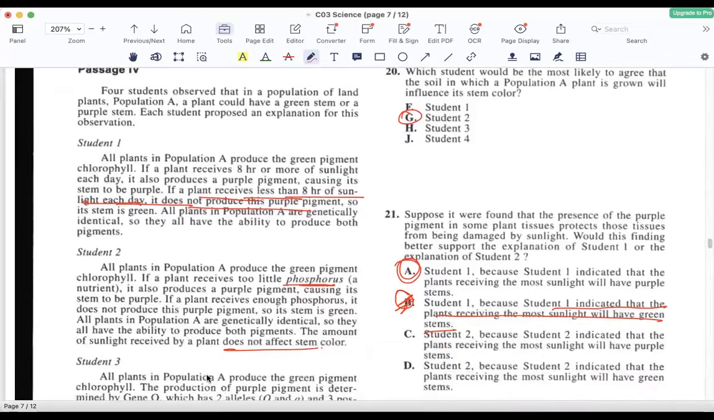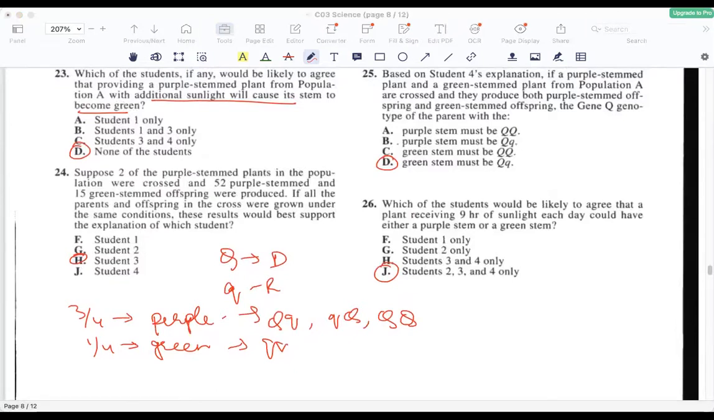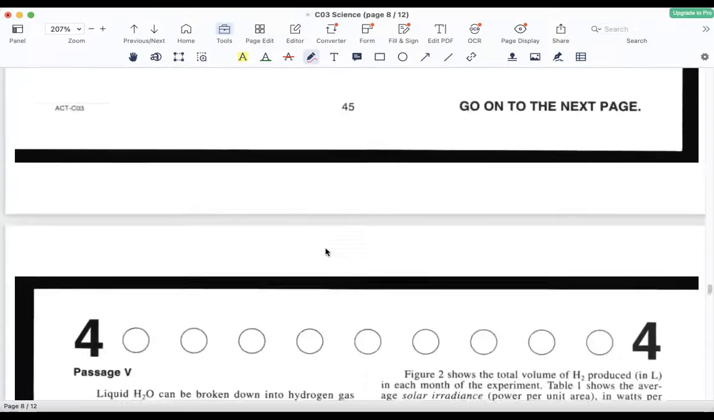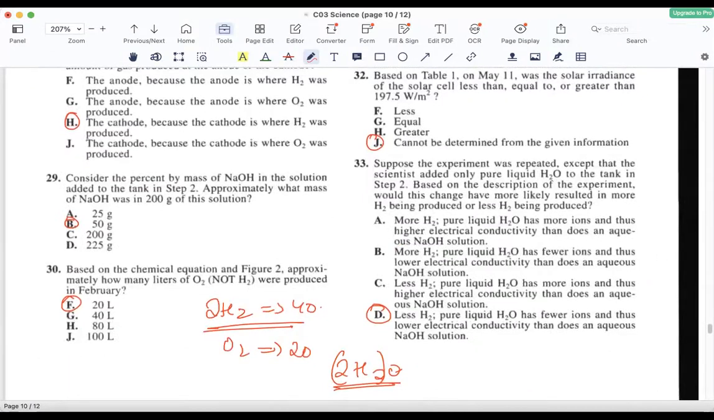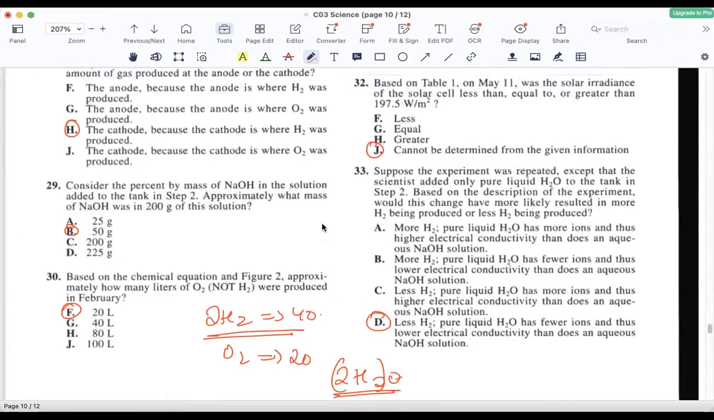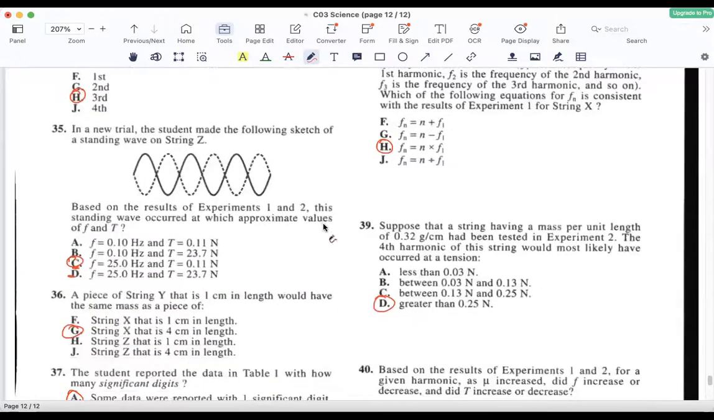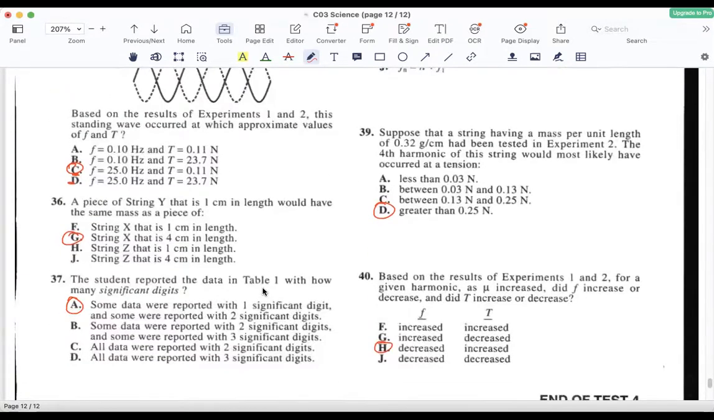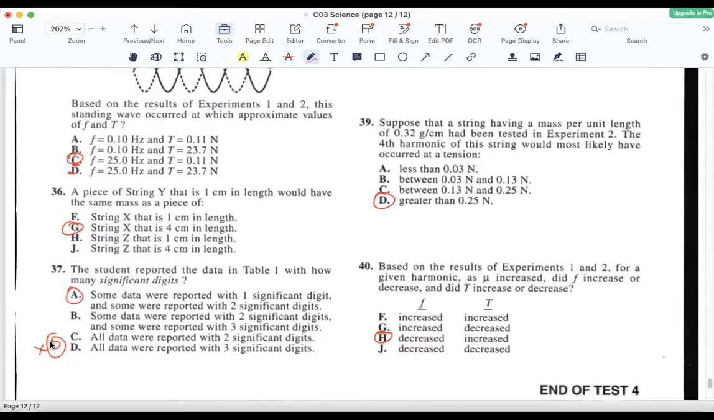AFDHD, 26. JBHBF, 31. CJDHC, and 36 GDHDH. 37 is D. Okay, so we got 2 wrong.